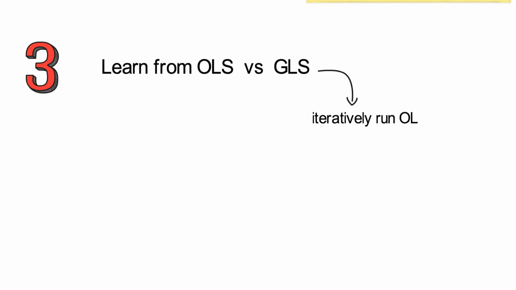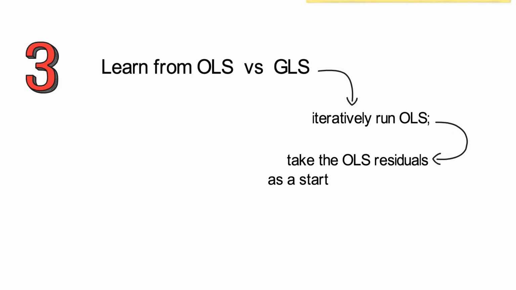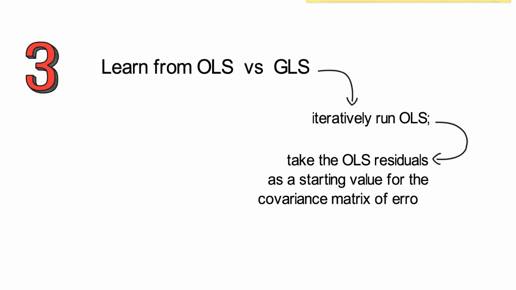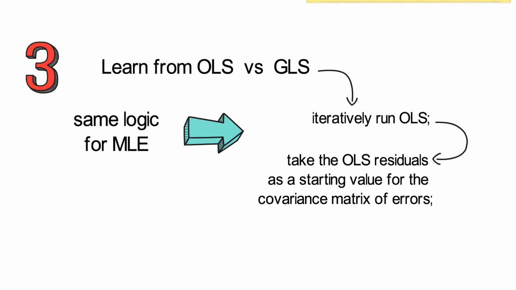Third, even if the covariance matrix is multivariate, you can learn from OLS versus GLS the following. For GLS, you iteratively run an OLS first, and then you take the OLS residuals as a starting value for the covariance matrix of errors. And I recommend you try using that same logic for running MLE estimations. And the more you can help the numerical search routine, the larger the problems that you will be able to master.